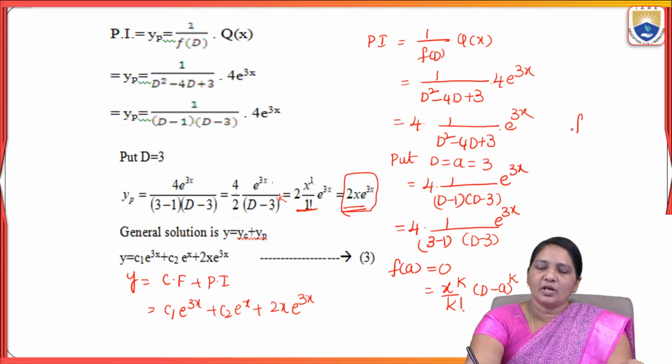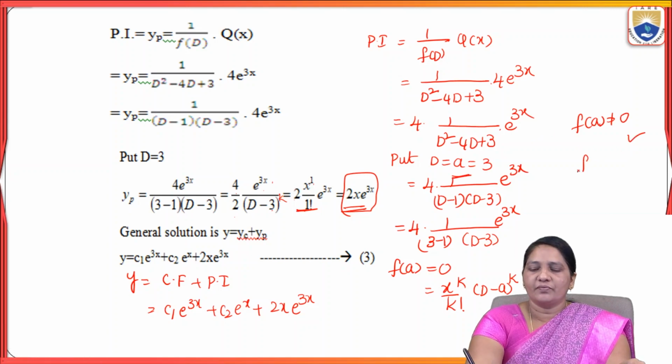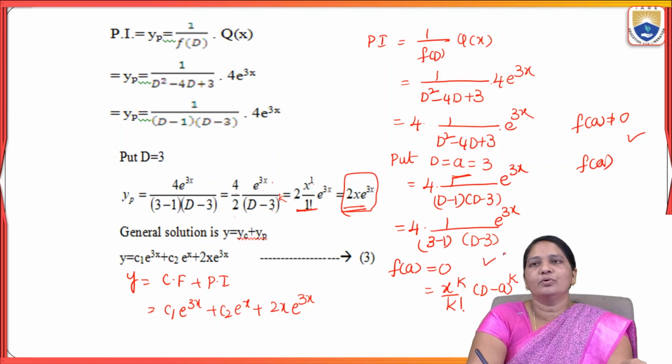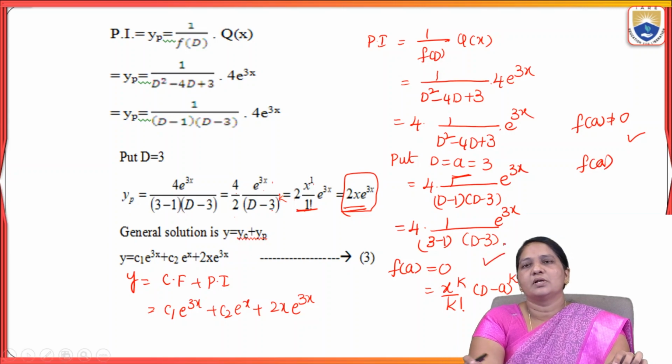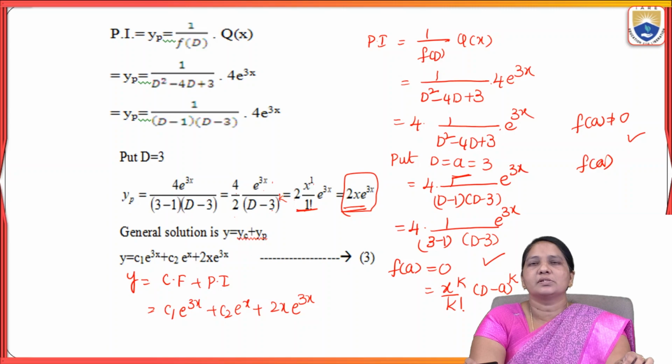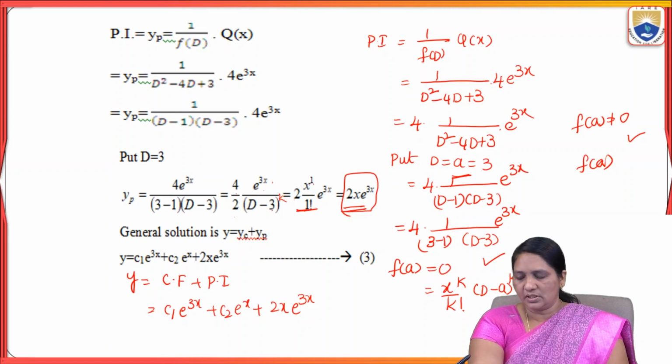So if f of a not equal to 0, then only one step is enough, that is we are replacing D equal to a. If f of a equal to 0, we have to do another step like this. So I hope we get the clarity about these problems for method 1 of non-homogeneous equations.